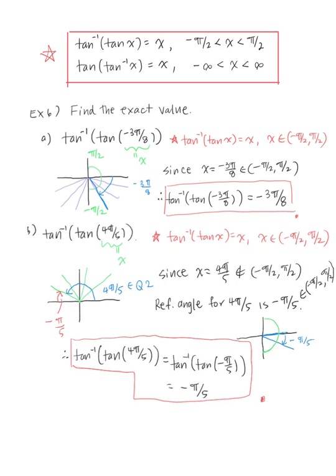for that example. Okay, let's do another one. Tan inverse of tan of negative 3 pi over 2. Now feel free to pause the video and see if you can do this problem or not. But so here's my note.